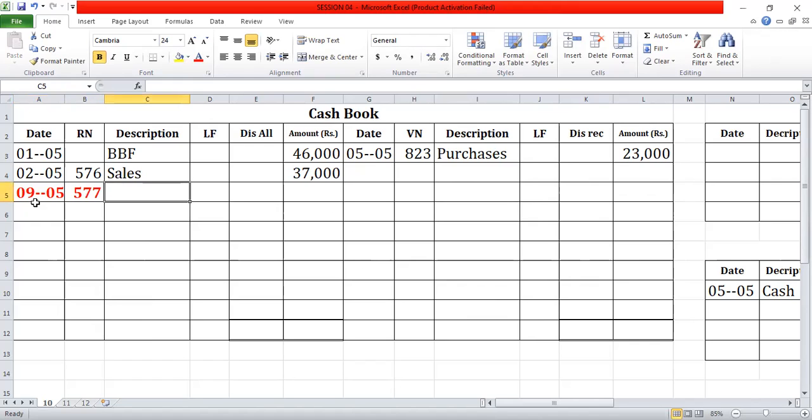This is how I'm going to write it. Description, Amila, within brackets, if you like, you can write debtor. We have collected 26,000 from Amila. Amount collected is 26, right? And allowed discount is 4,000 rupees.